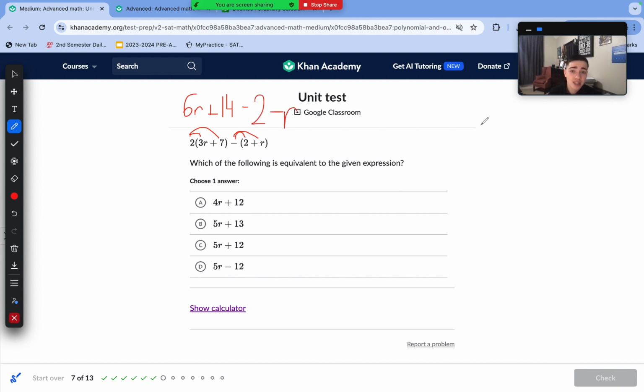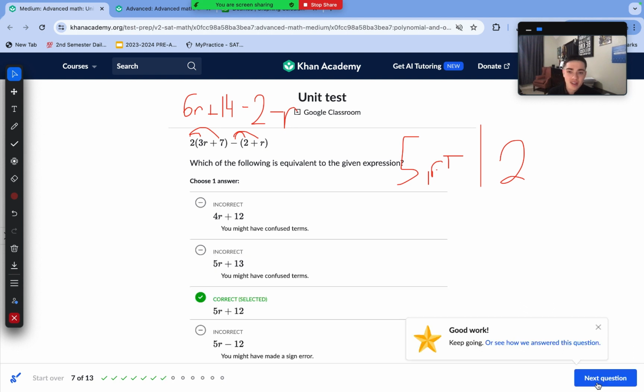Now we combine like terms. 14 minus 2 is 12. 6r minus r is 5r. So we're left with 5r plus 12, which matches with answer choice C.